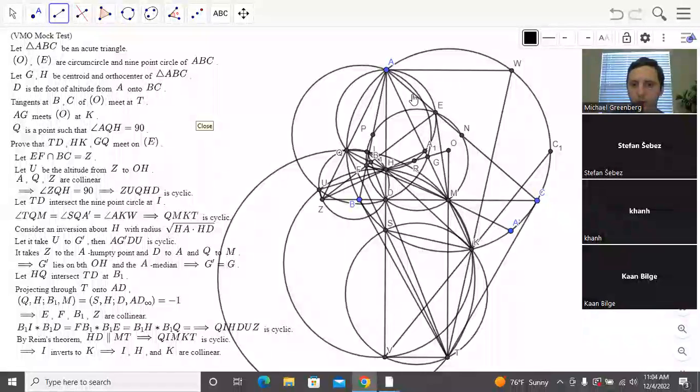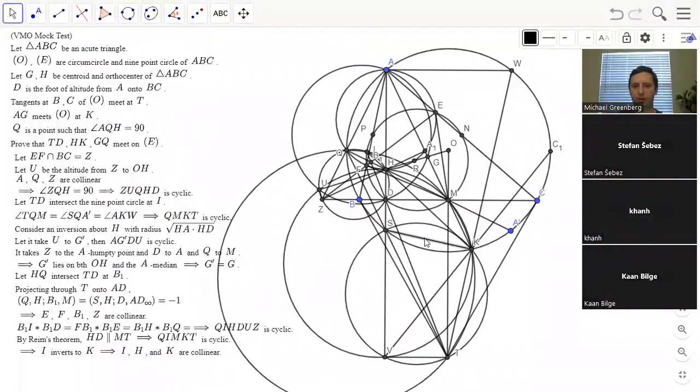VT, if we know VT is parallel to BC, then is that just Reim's theorem? Oh, because C1QSK is cyclic, and VT is parallel to BC. I think that's Reim's theorem, like Kahn is saying. Yeah, that's just Reim's theorem. That's a good point.